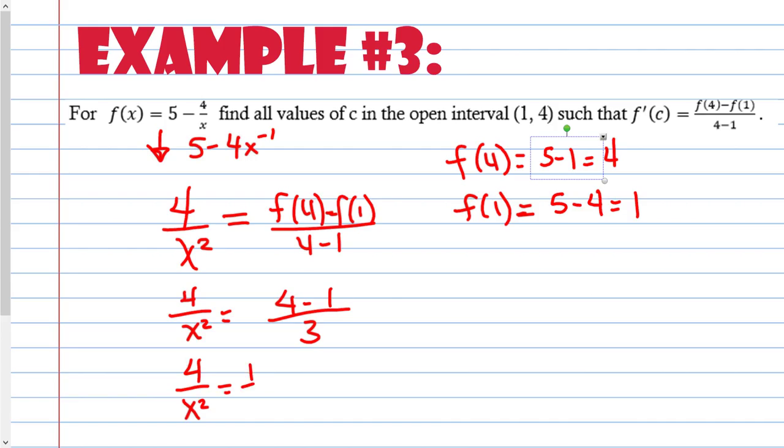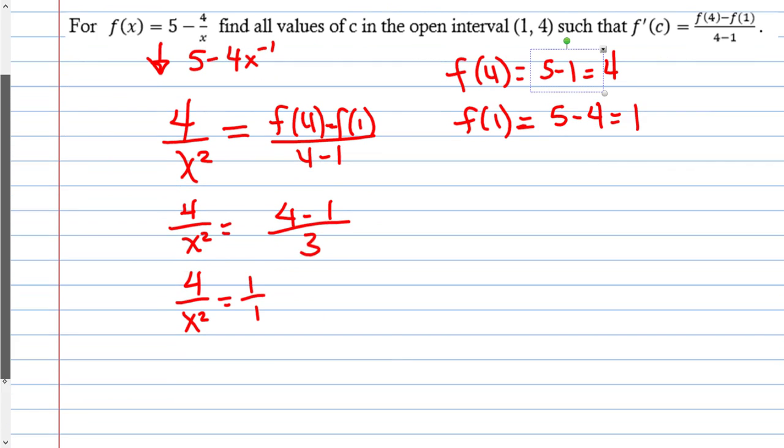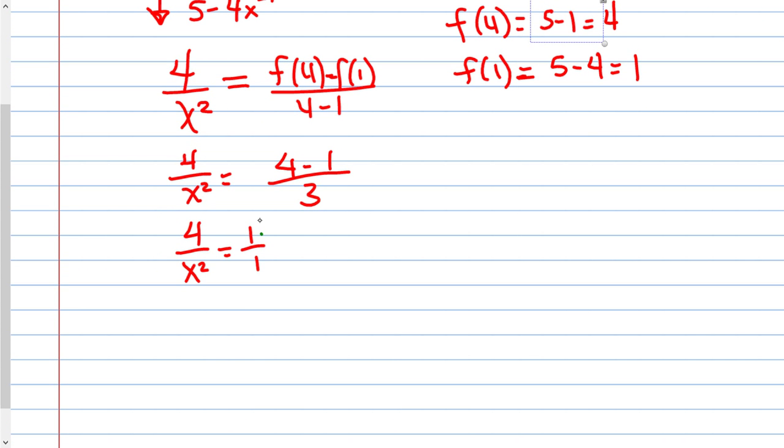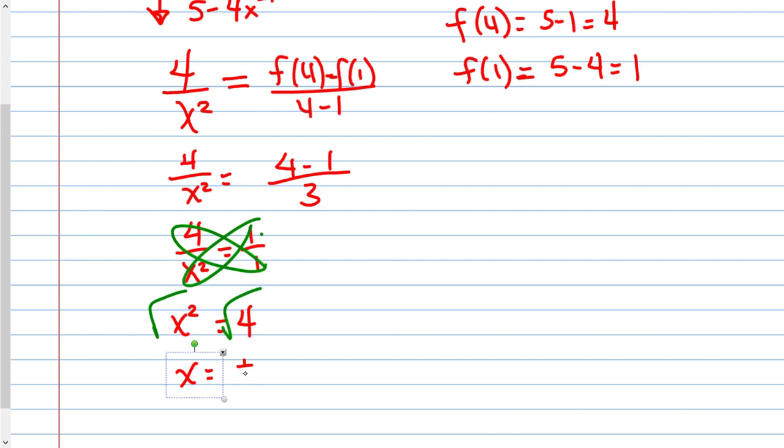I'm going to write it like this. If I want to solve this, I'm just going to have to cross multiply. Doing my cross products here, 4 times 1 is 4, and 1 times x squared. Square root both sides, and I get x equals either positive or negative 2.